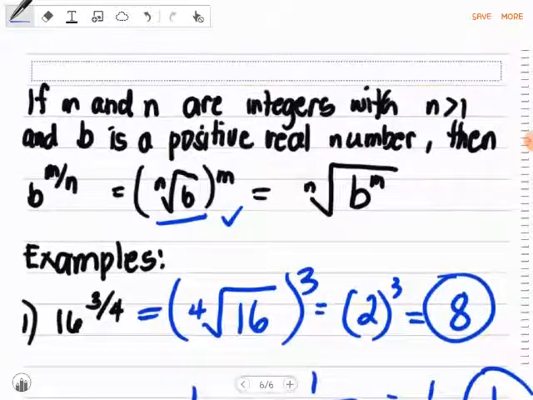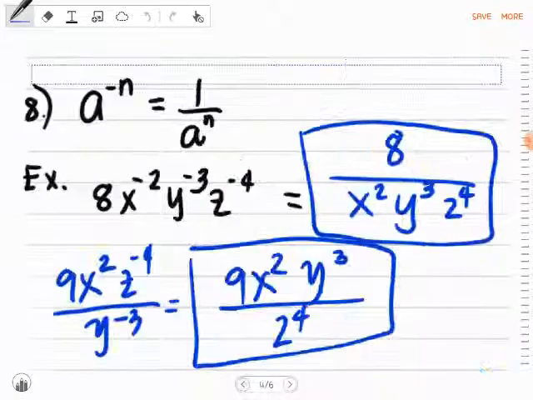Okay? So that's all about the exponential notation.